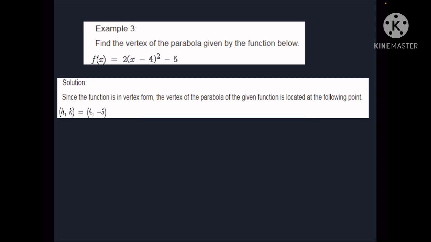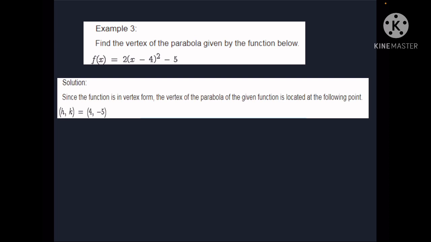Moving on, we have an example or a drill: find the vertex of the parabola given by this function. The parabola, if you may ask me, is the U-shaped graph drawn by the equation. For example, I want to find the vertex of this equation, which is 2(x minus 4) to the power of 2 minus 5. What will I do? It's simple.